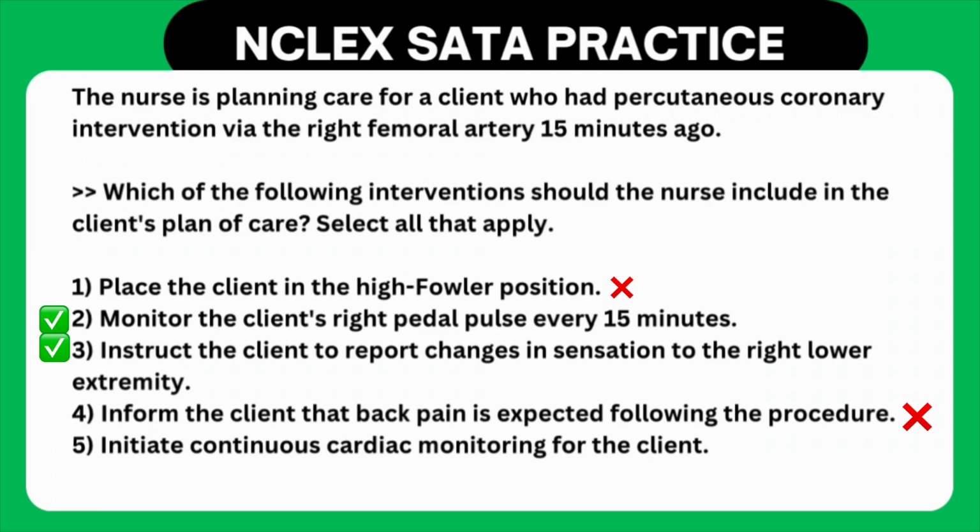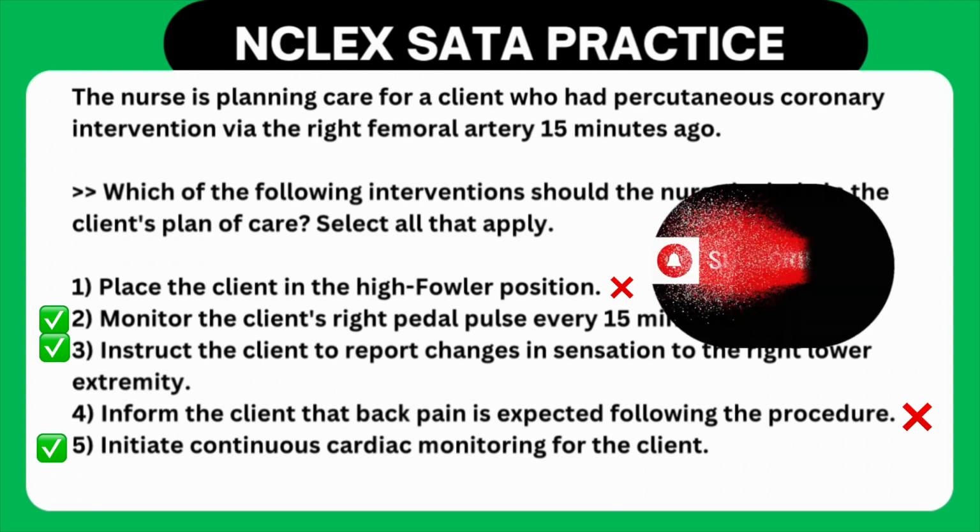Which brings us to option 5, which says to initiate continuous cardiac monitoring for the client. We want to be doing this. We want to be checking vitals, looking at their EKG constantly for a couple reasons. We just went around and poked around in the heart, right? We put a stent in. We opened some arteries back up. The heart may not adjust well to that, and we need to be monitoring. Also, if we do have bleeding that's not visible into that retroperitoneal space, we'll see changes in the heart rate as it tries to compensate. So again, correct options here are 2, 3, and 5.